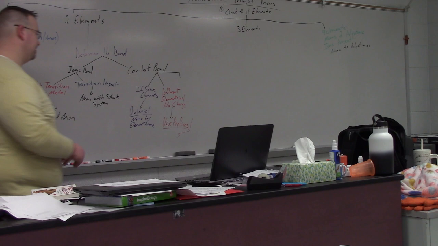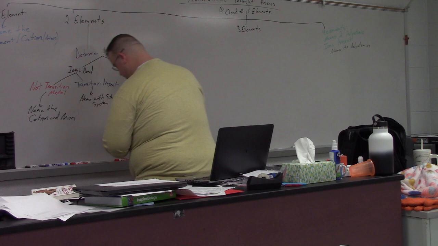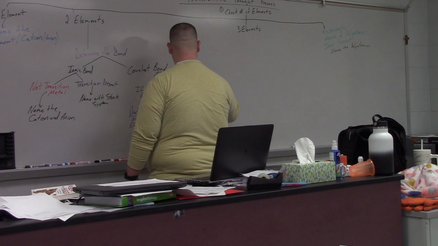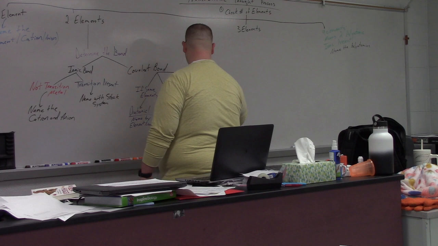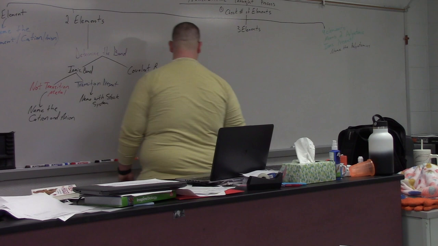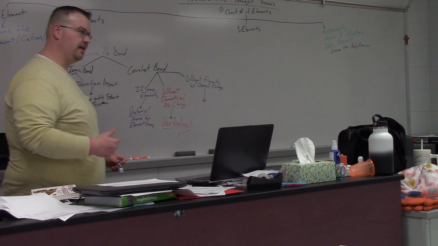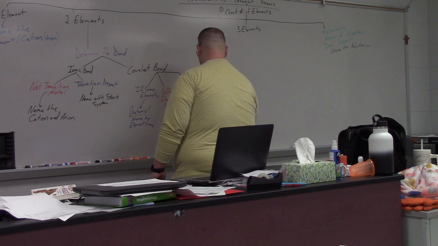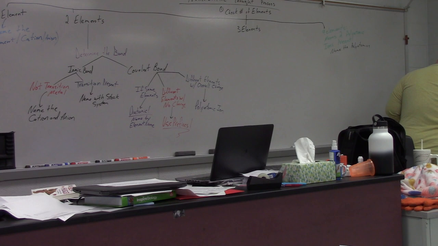Now comes the fun one. This is when it is different elements with overall charge. The reason we add this one is to remember what polyatomic ions are: covalently bonded molecules that have ionic characteristics. That's why they have the charge. So different elements with overall charge, polyatomic. This is the difference between CO3 and CO3 2 minus. CO3, carbon trioxide. CO3 2 minus is carbonate.